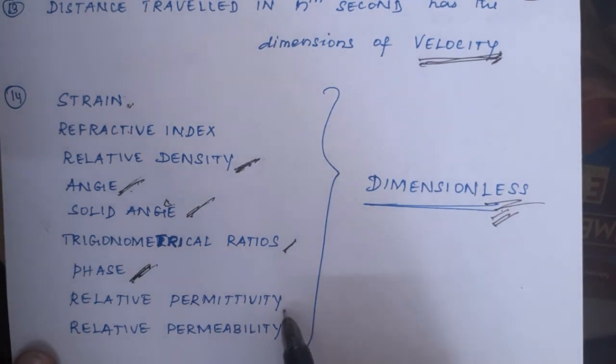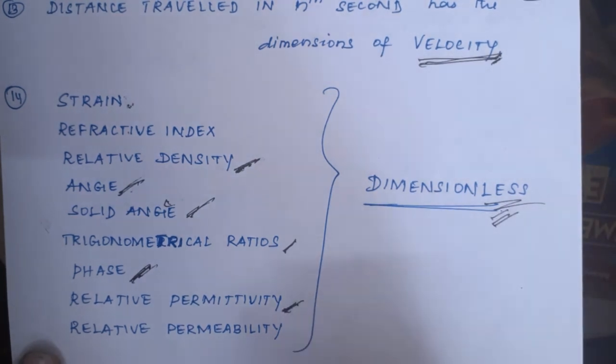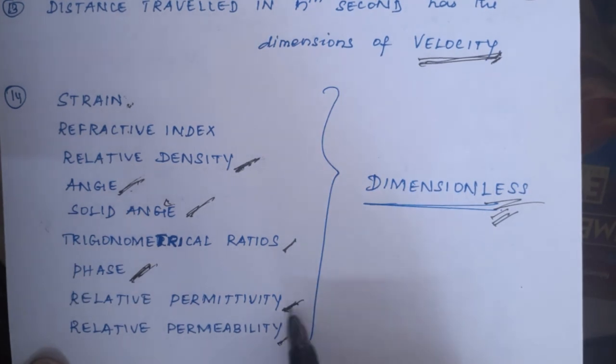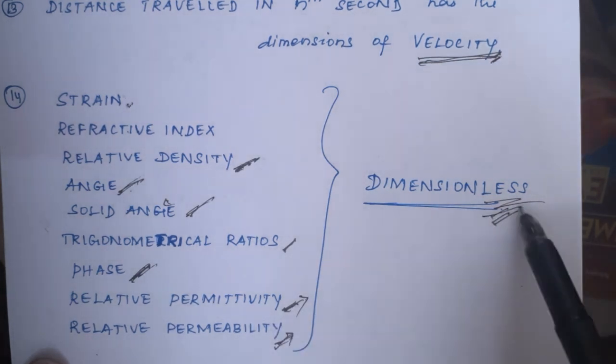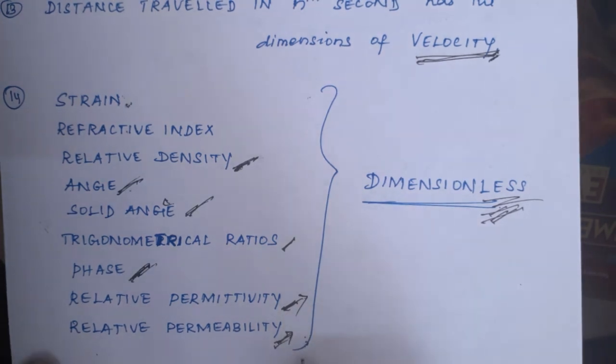Relative permittivity, it's a ratio between permittivity of medium and permittivity of free space, that also has no unit and dimension. Then relative permeability, permittivity refers to electricity, electrostatics, here magnetostatics is concerned, permeability. So relative permeability also does not have any dimension. So these are all the physical quantities which do not have any dimension at all, right? Hope this will be useful for your competitive examination.